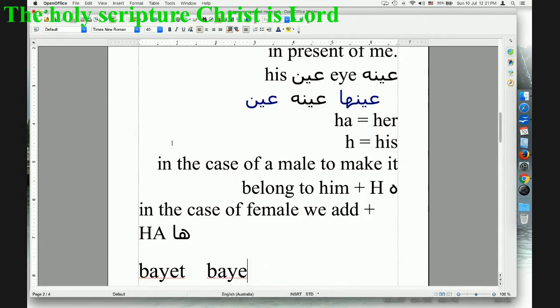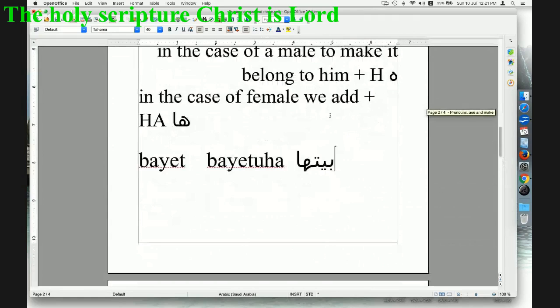But here you notice I'm saying baytu, as if there is a u, but there's no u. There's a dhamma. Baytu ha. I just added ha at the end. So if we write it in Arabic, that will be bayt, and then I have to add ha to make it her house. Baytuha. All right, baytuha. This is for female.